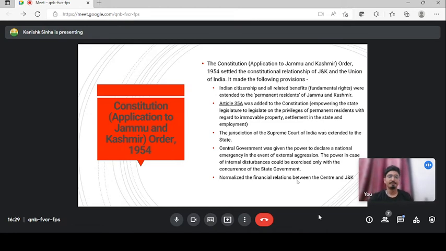And this is a very important point mentioned for the order of 1954: the central government was given the power to declare national emergency in case of external aggression. However, for internal disturbance, it would be exercised only with the concurrence of the state government. So, under which article of the Indian Constitution can emergency be declared?